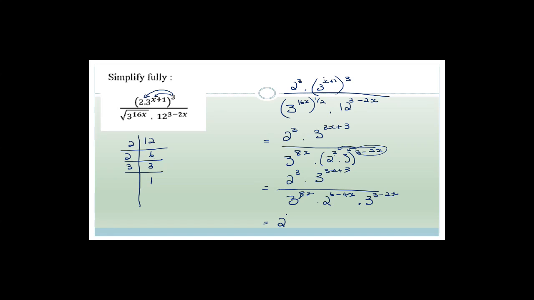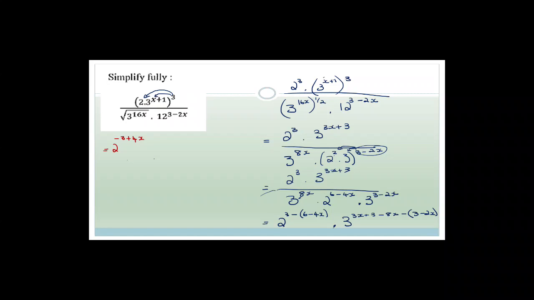So what does that mean? It means we've got 2 to the 3 minus, the only other thing with a common base of 2 is 6 minus 4x, times 3 to the 3x plus 3 minus 8x, because it's at the bottom, minus bracket 3 minus 2x. Okay, you with me? So this is all of that, this here was this whole thing. Now all we need to do is neaten it up. So let's erase this and get this out of the way. I'm going to change to different colors so you can see what I'm doing. So it's equal to 2 to 3 minus 6 is minus 3, times, and minus times minus is a plus, it's plus 4x, times 3.